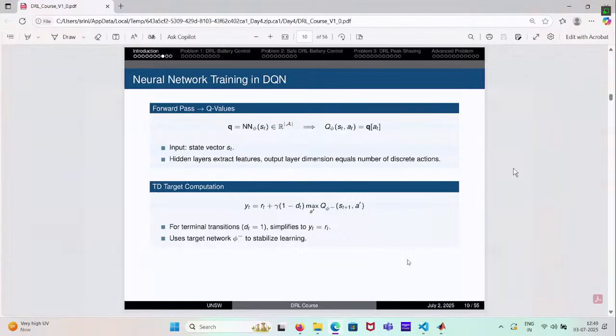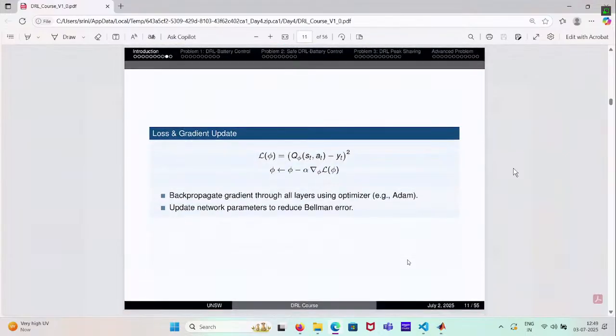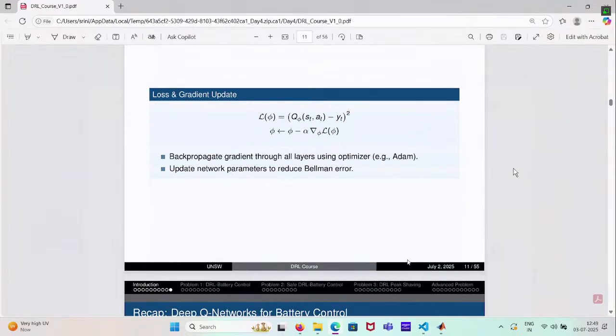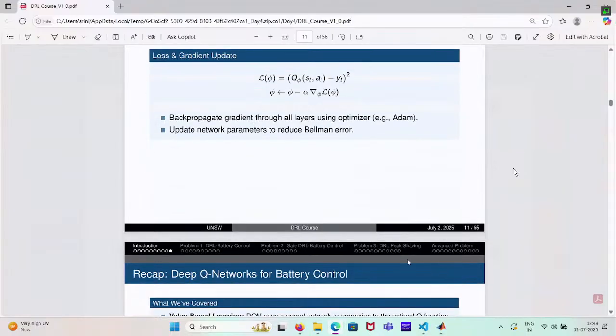So that is simple, keep going. Again, there are different ways to call it. One is loss function, one is cost, all these are there.